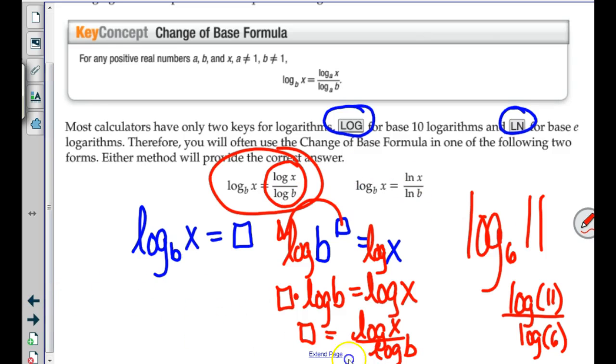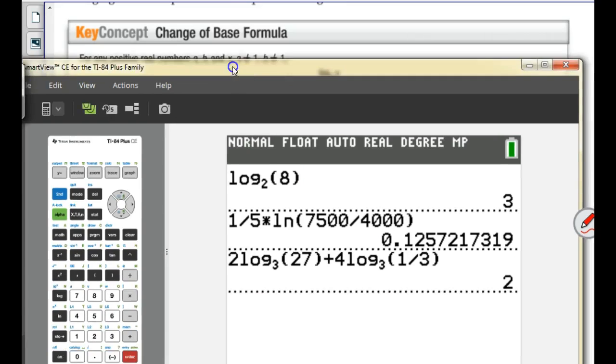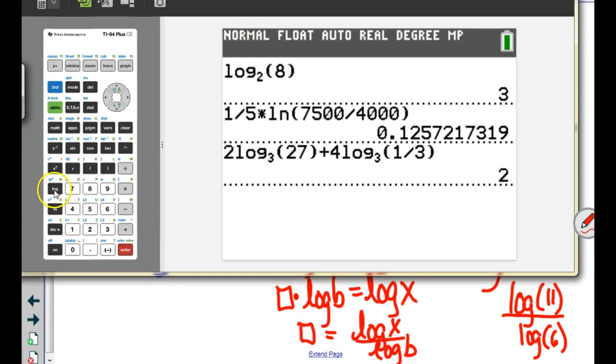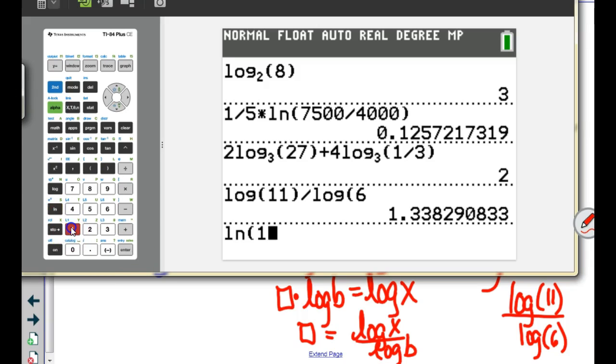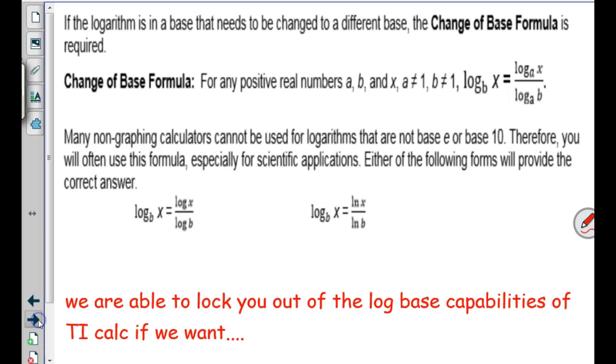Let's try it, okay? Can everybody type log of 11, close parenthesis, divided by log of 6, and then do ln of 11, close parenthesis, divided by ln of 6. Do you see that it's okay to use either natural log or base 10 as long as you're using the change of base formula?